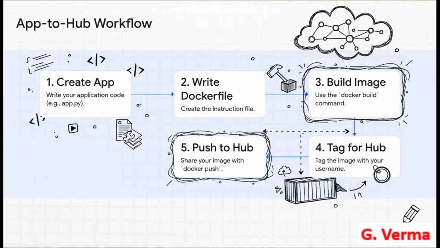First, you've got your app code. Second, you write a special recipe file called the Dockerfile. Third, you use Docker build to bake that recipe into an image. Fourth, you give it a proper name tag so Docker Hub knows where it belongs. And fifth, you use Docker push to send it up to the cloud for anyone to use.